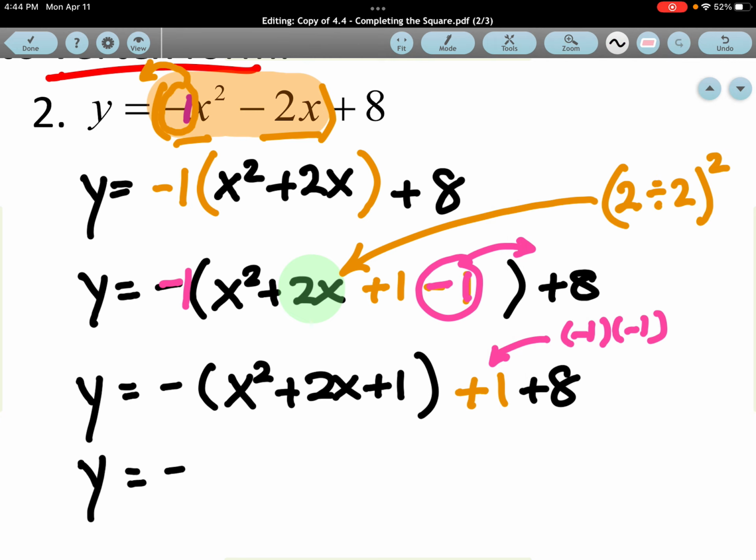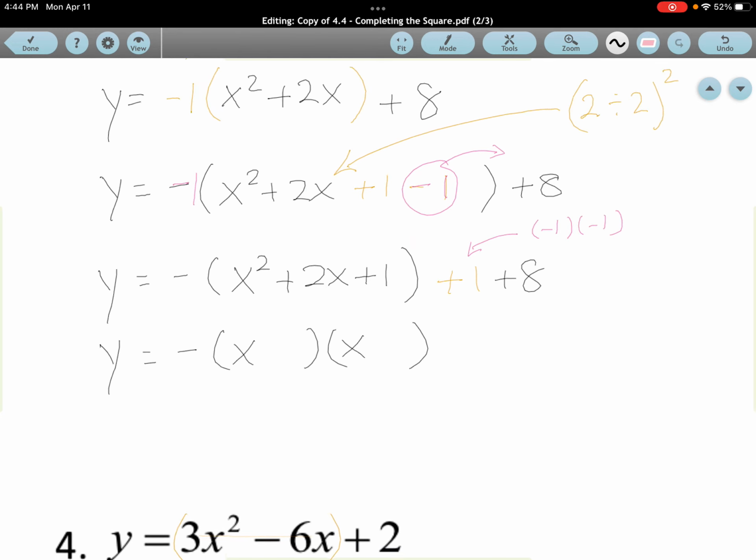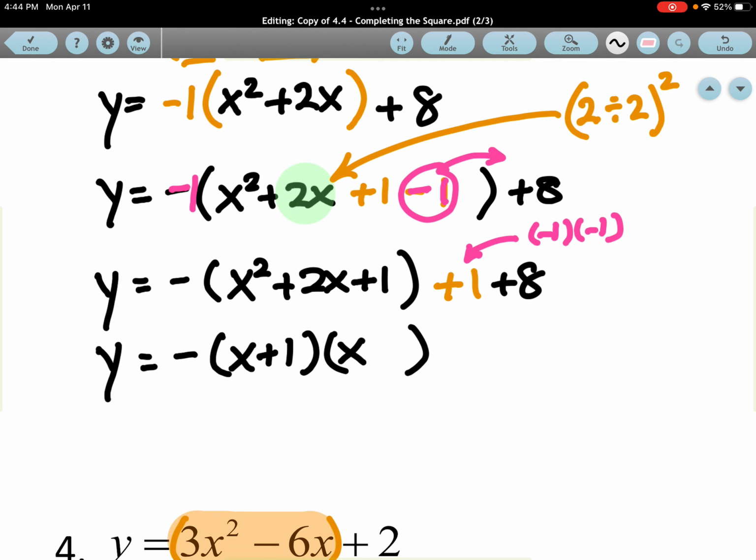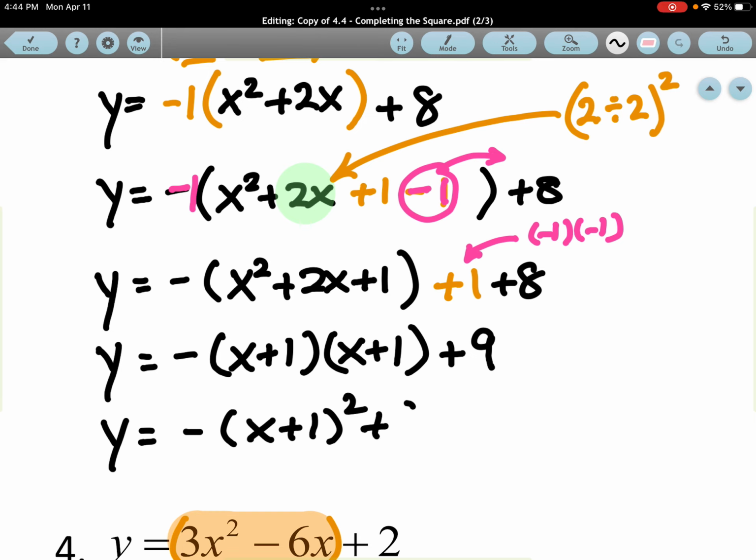y equals negative. Factor that into two identical brackets. Two numbers that multiply to 1 and add to 2 are going to be +1 and +1. And add the two numbers at the back. y is going to be -(x plus 1) squared plus 9. And we're finished. Okay, so obviously that one was a little bit trickier because of the extra number in the very front. Let's do another one just like that.